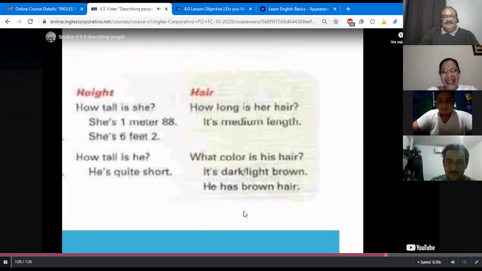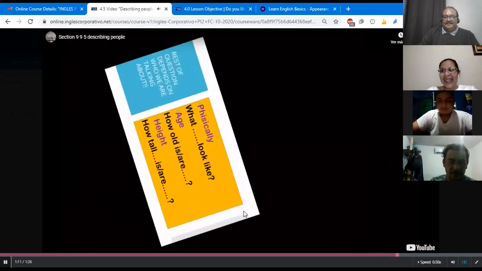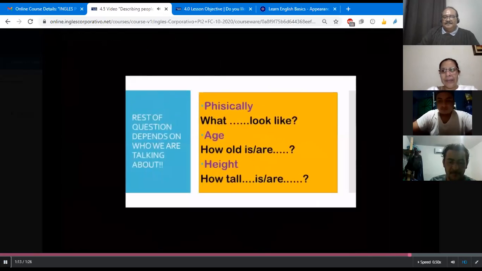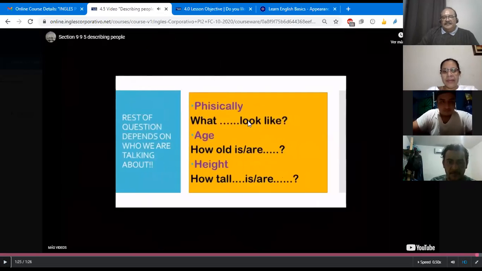He has brown hair. When you want to know how someone is physically, we use "look like." For age-related questions, we use "how old." For height, we use "how tall." The rest of the question will depend on who you're talking about. Physically, what does he or she look like? Or what do you look like?